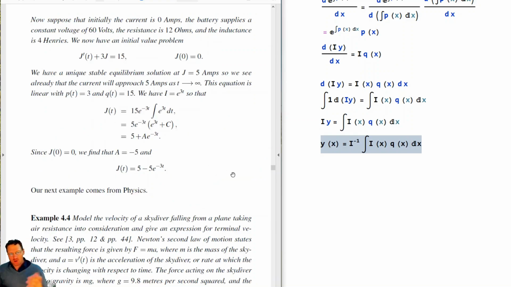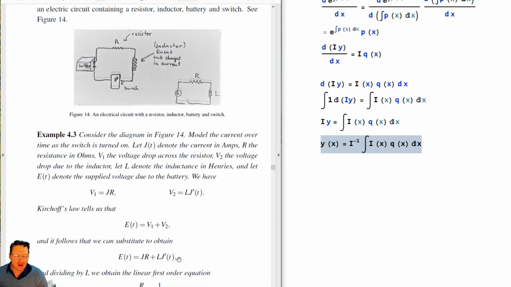All right, so let's suppose we have some values now for these constants. So the initial current is 0 amps. The battery supplies a constant voltage of 60 volts. The resistance is 12 ohms and the inductance is 4 henries. So that gives us a particular equation here, having subbed in those values.